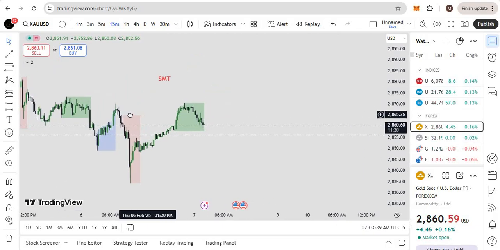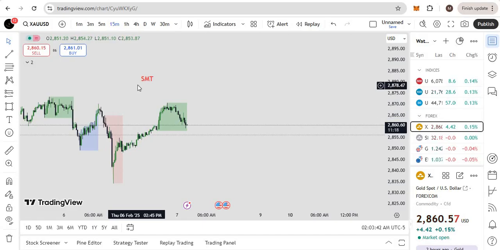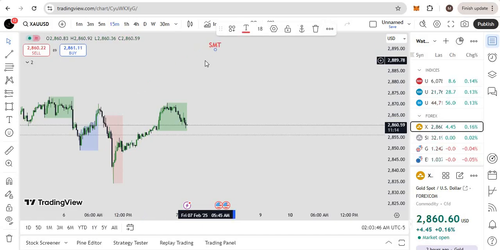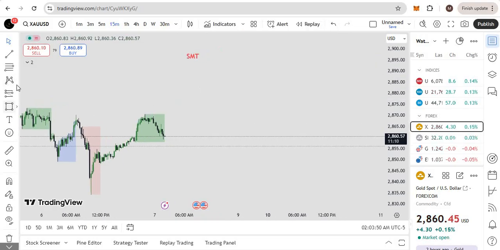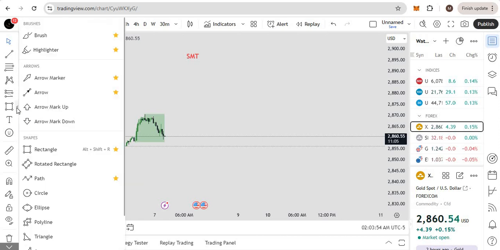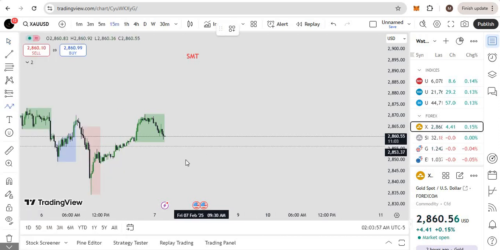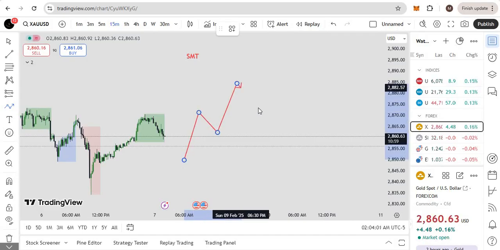First of all, what is the SMT? SMT means smart money trap, smart money technique, whatever name you want to call it. What you have to understand is that I will explain here in a theoretical way first and then practical. So to find the SMT, you should have two correlated pairs.